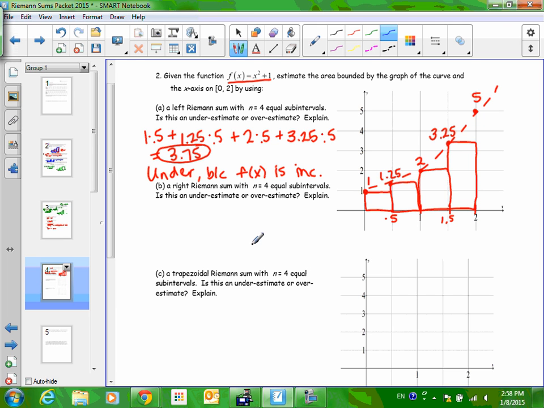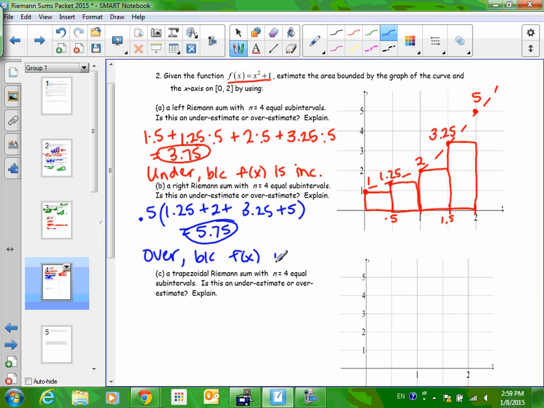All right, so the right Riemann sum, I'm going to write this down really quickly, but I'm not going to draw it, okay? And this time I'm going to go ahead and just pull out the 0.5 and think about which numbers really make it on this. It would be 1.25 plus 2 plus 3.25 plus 5. This is one way to do it. But in general, if you can do a left, you can do a right, and vice versa. They're the same type of thing. And this one would be an overestimation for the same reason, because f of x is increasing.